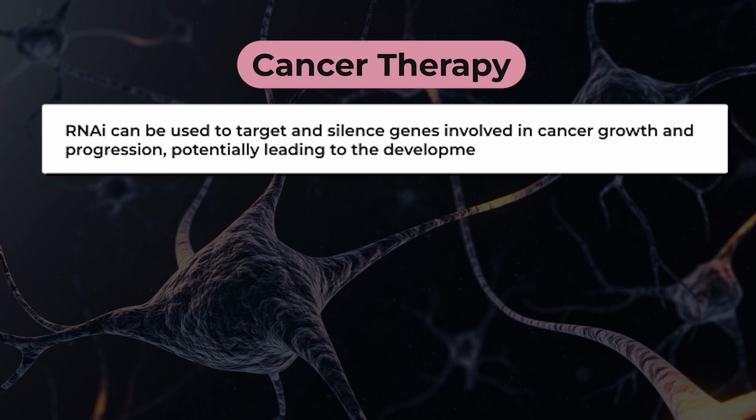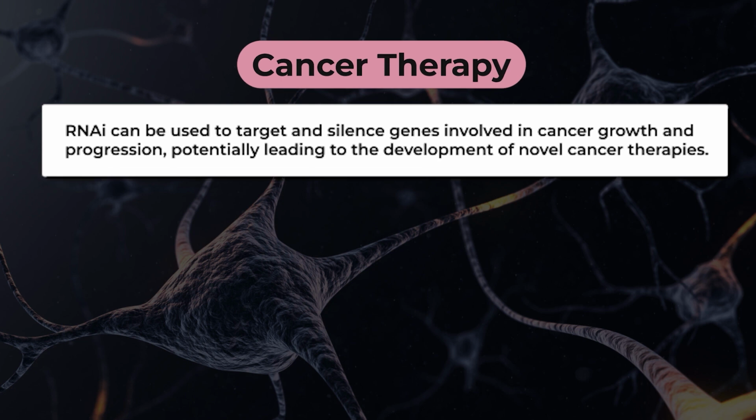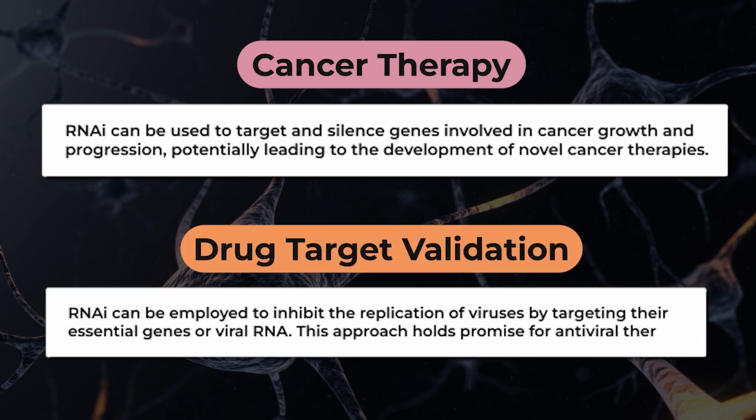Next is the therapeutic application. First and foremost, a very important application of RNA interference is cancer therapy. RNA interference can be used to target and silence specific genes which are involved in cancer growth and progression, potentially leading to the development of novel cancer therapies. Similarly, for virus infection, RNA interference can be employed to inhibit the replication of viruses by targeting their essential genes or viral DNA or RNA, for example. This approach holds promise for antiviral therapy.